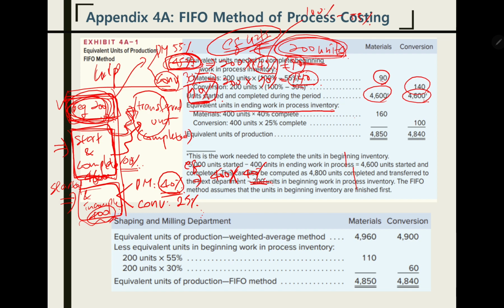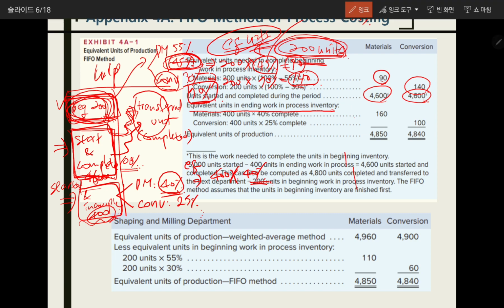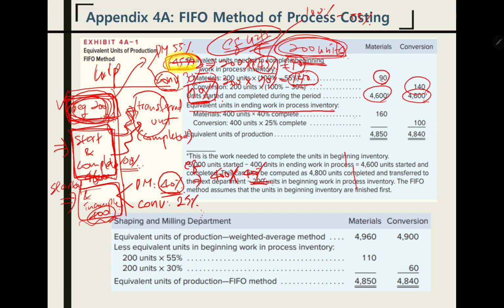Let me convert to the highlighter. Okay, so we are only accounting for the efforts that are being made during this period. This 45% is made during this period. This 70% is made during this period. And this 100% made during this period, and 40% during this period, 25% during this period. Okay? So under the FIFO method, we account for the cost and outputs during the current period only.